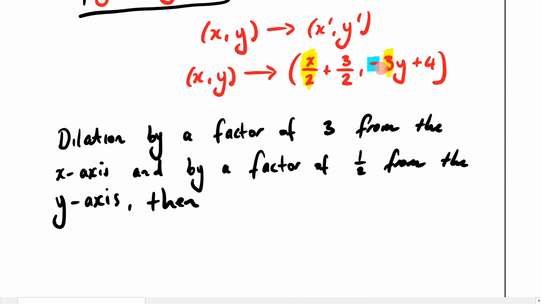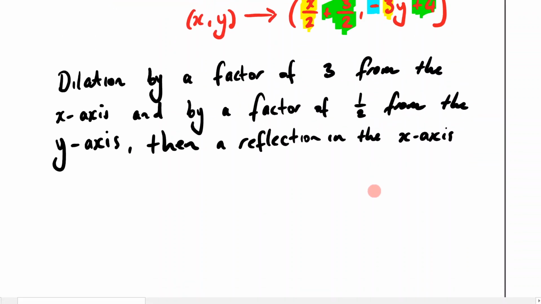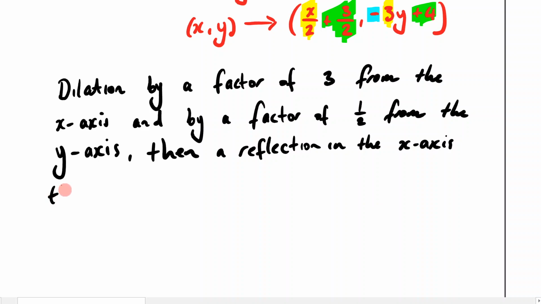Then I'm going to say then, very important word, I'll read off my reflections. So this negative tells me I have a reflection in the x-axis, and then after we've read the reflections, we do the translations. So there's one there, and there's one there, and those are telling me I'm going to have, make sure you use those words then. So notice I have then, and then again.